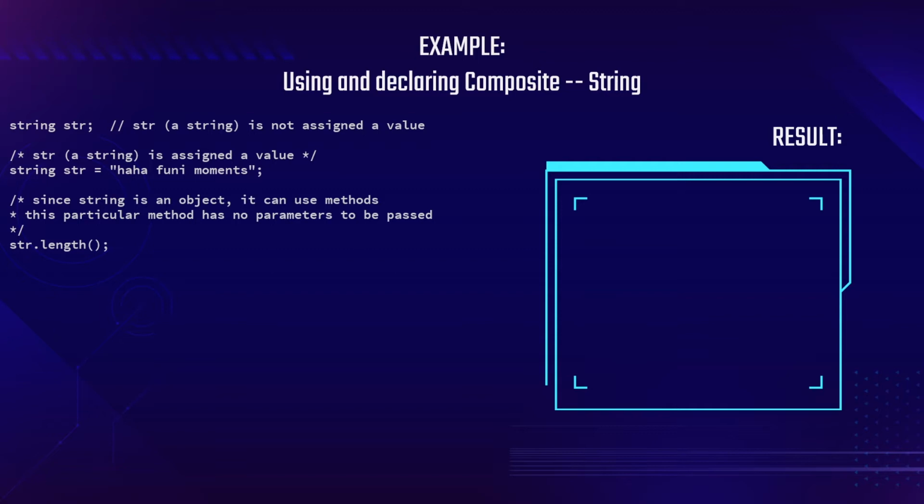We can write string, just use str, and I use double quotations to store my string. Because string is a composite data type, because string is an object, we're going to learn about that later, it can use methods. I don't really have any parameters to be passed in this particular method called length, and all that length does is allow me to check however long my string is.